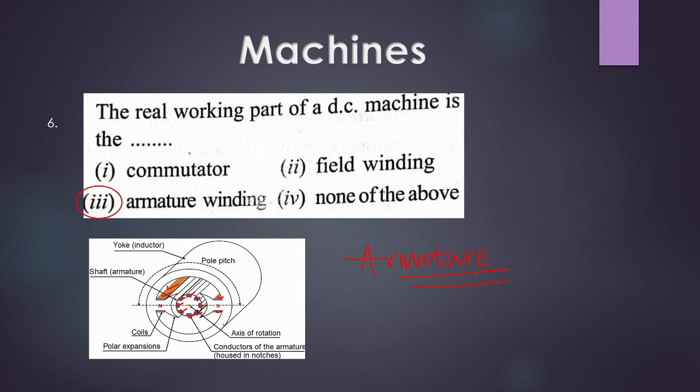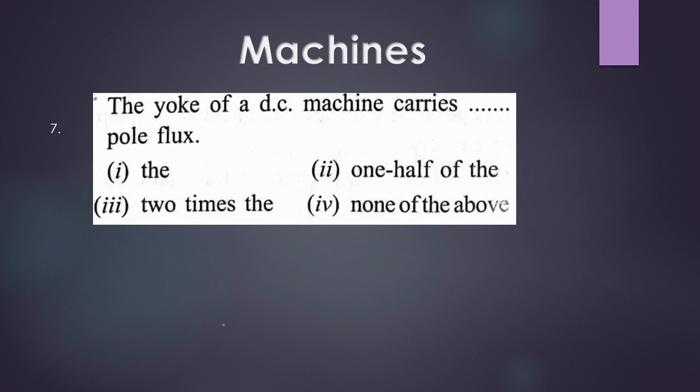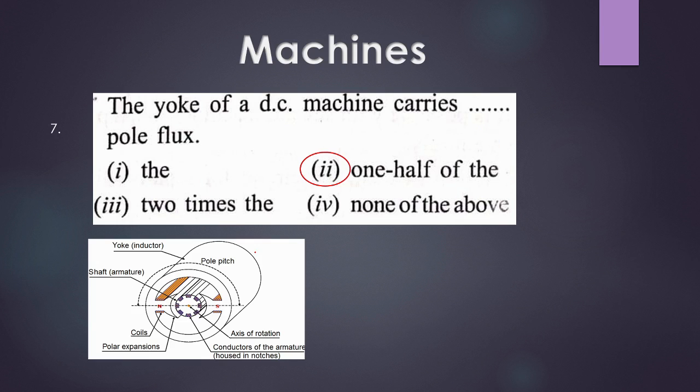Okay, let's see the next question. The yoke of a DC machine carries dash pole flux. Options are: whole of the pole flux means phi. If the pole flux is phi, it is saying phi, 1/2 means phi by 2, and 2 times means 2 phi. So what will be the answer? It will be 1/2 the pole flux, meaning phi by 2.